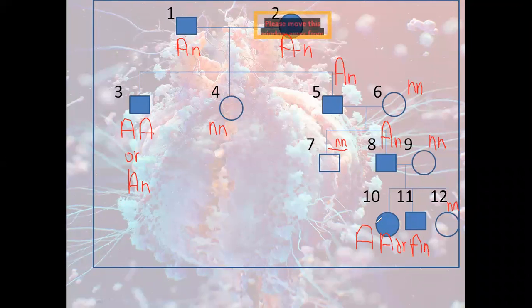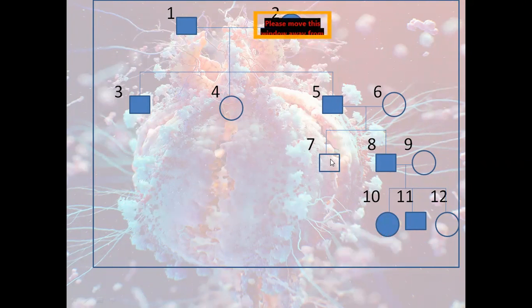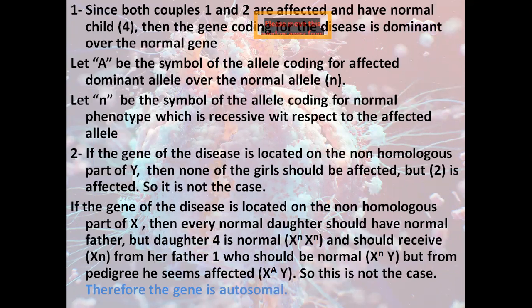This one is a tricky one. Why? Because you got used to the allele of the disease always being recessive, but now the allele of the disease is dominant. That's why it's a little bit different in the explanation and verification. So first part, since both couples 1 and 2 are affected and they have normal child 4, the gene coding for the disease is dominant over the normal gene. So let A capital be the symbol of the allele coding for affected, dominant over the normal allele. Let n small be the symbol of the allele coding for normal phenotype, which is recessive with respect to the affected allele.